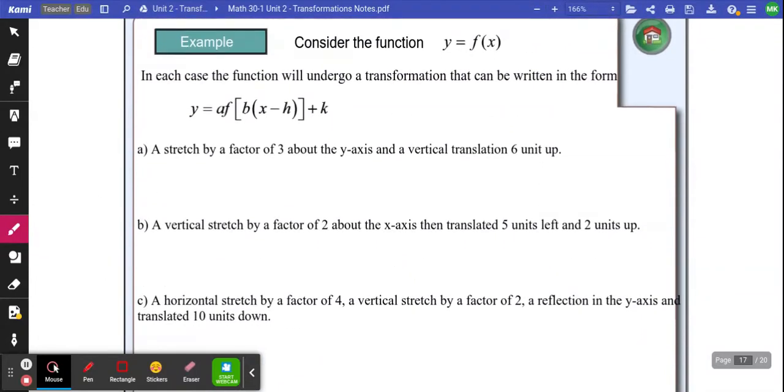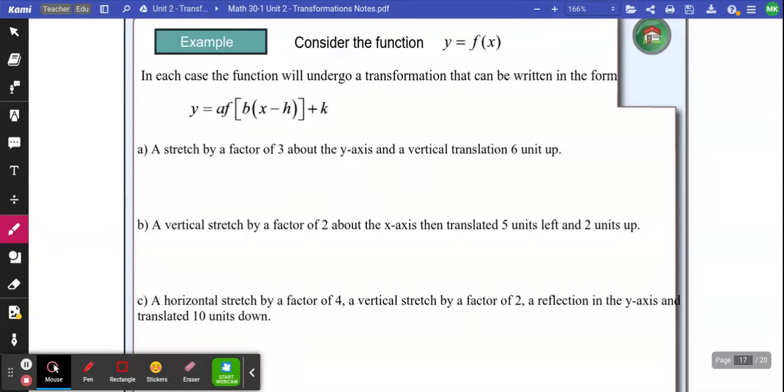We've got to get this one done and then we'll go. Okay, it says consider the function y equals f of x. In each case, the function will undergo a transformation and can be written in the form, and then there's our big transformation form, right? A, B, H, Q are all in there. We do not know what f of x is. It could be a log function, exponential function, linear function, quad function. We're just doing transformations to it, so we are going to write it in function form still.